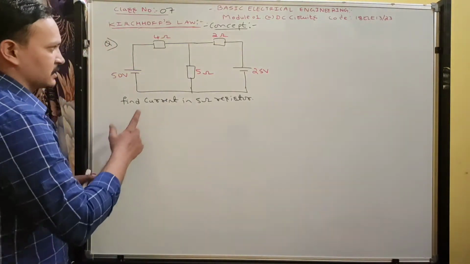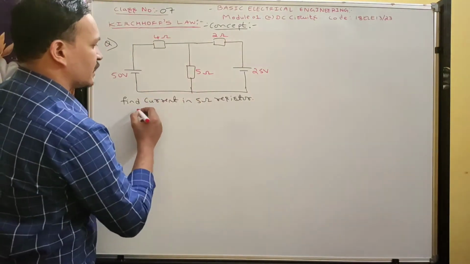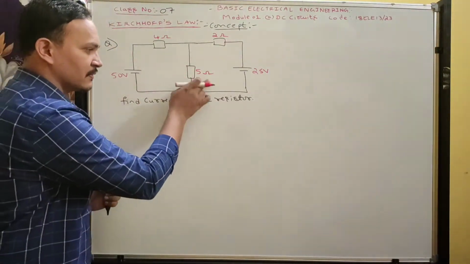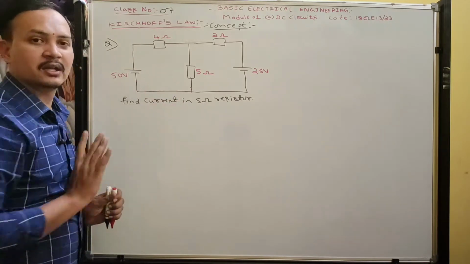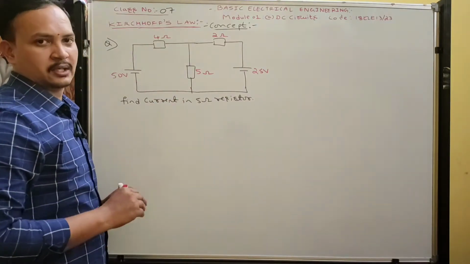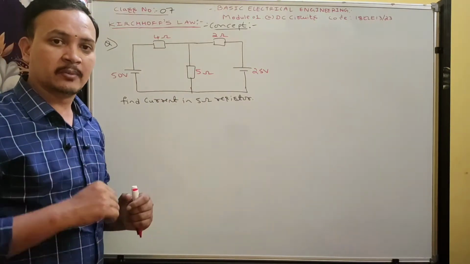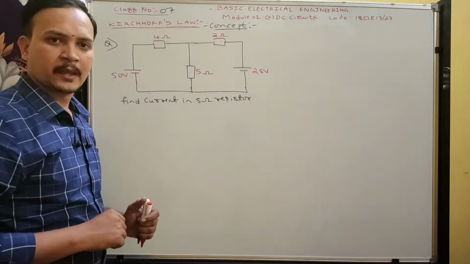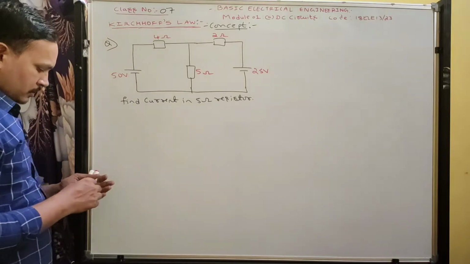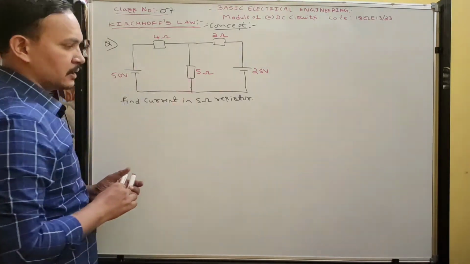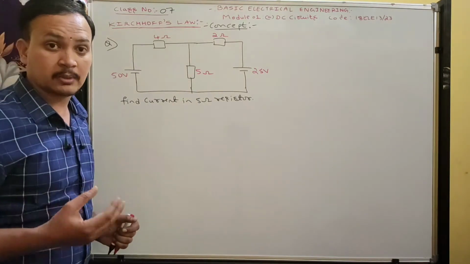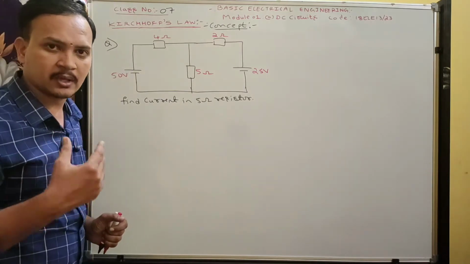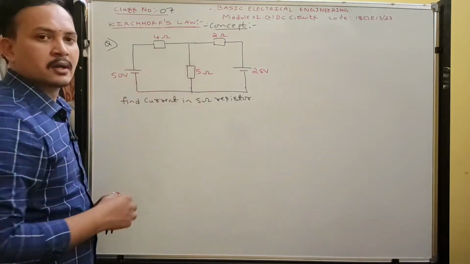Okay, let's see. Look here. Find the current in the 5 ohm resistance. Directions are given, loop directions are not given. Under that condition, we have full liberty to assume our own directions for the respective loops. Now totally two loops are there. There are four possible ways to assume the directions.